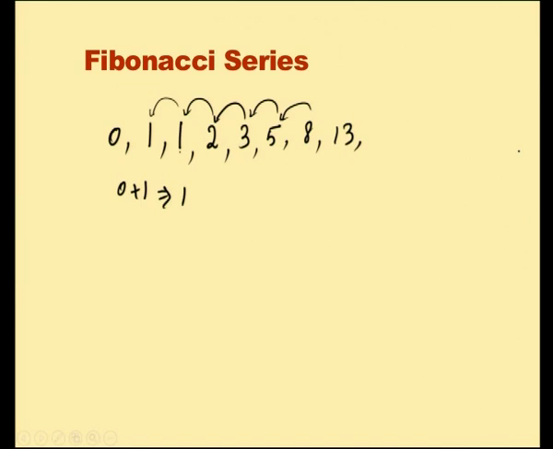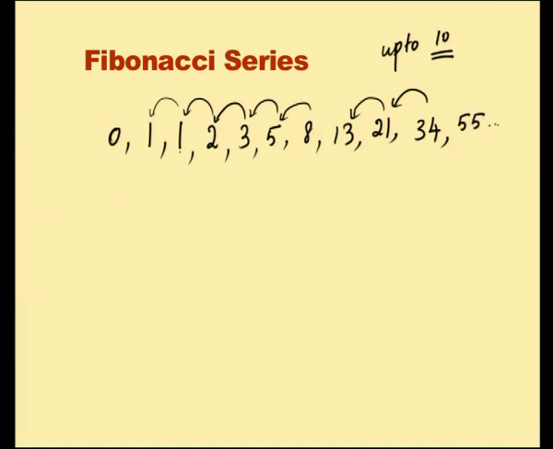Now, I am going to generate the Fibonacci series up to 10 numbers. So, we will take the series up to 10 for verification. So, we have 0, 1, 2, 3, 4, 5, 6, 7 numbers only. So, I have to generate 3 more numbers. 13 plus 8 is 21. 21 plus 13 is 34. 34 plus 21 is 55. So, in this way we are generating.